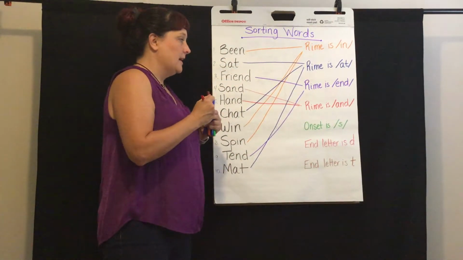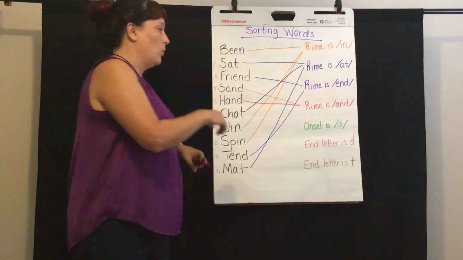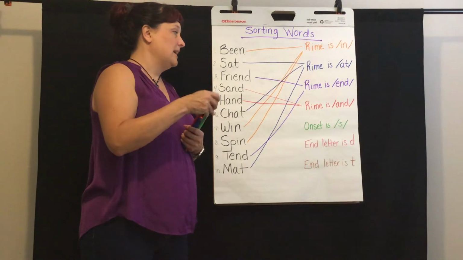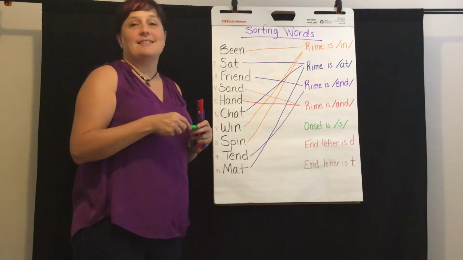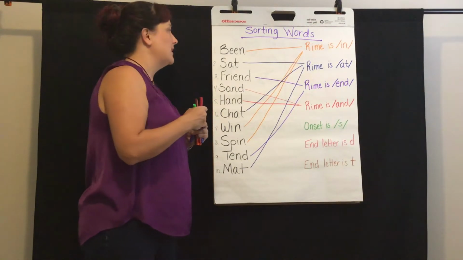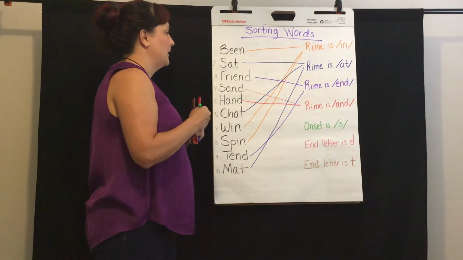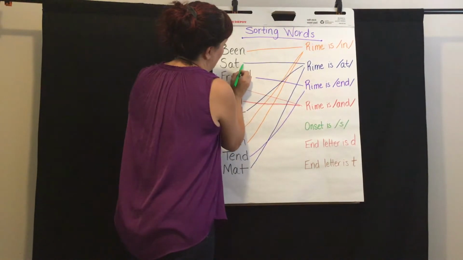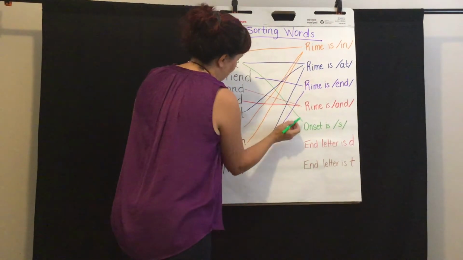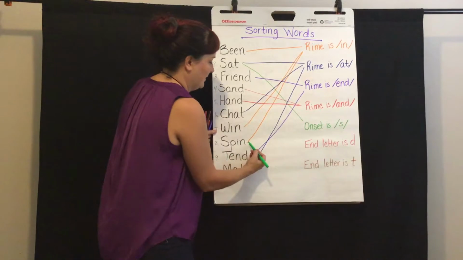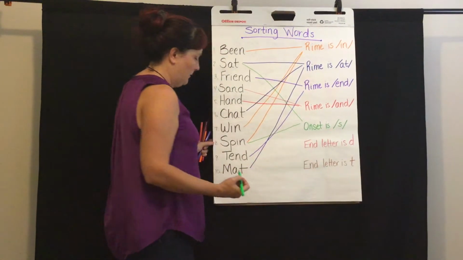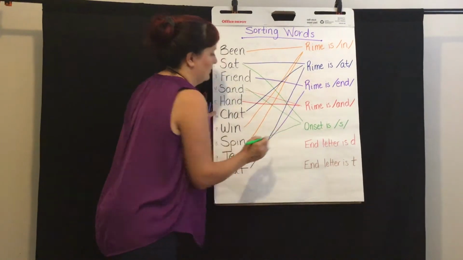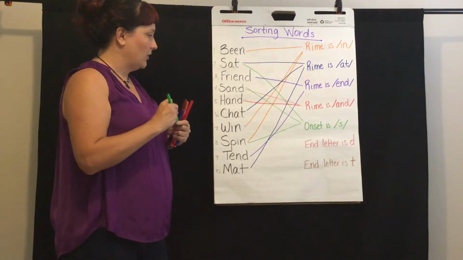Now we're not done. Now we're going to do the onset, which is the beginning sound. I say the beginning sound, what do we see that makes that sound? And they raise their hand and they say sat, sat, and spin, and sand. Right. And so they get all those.